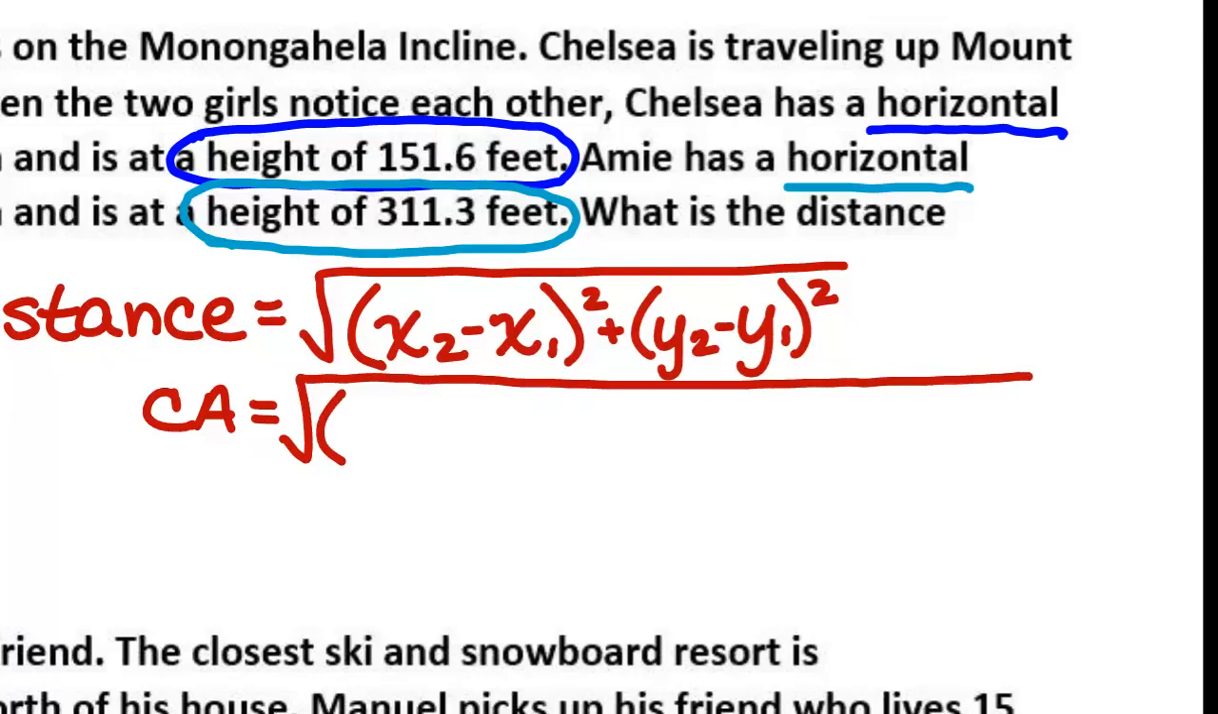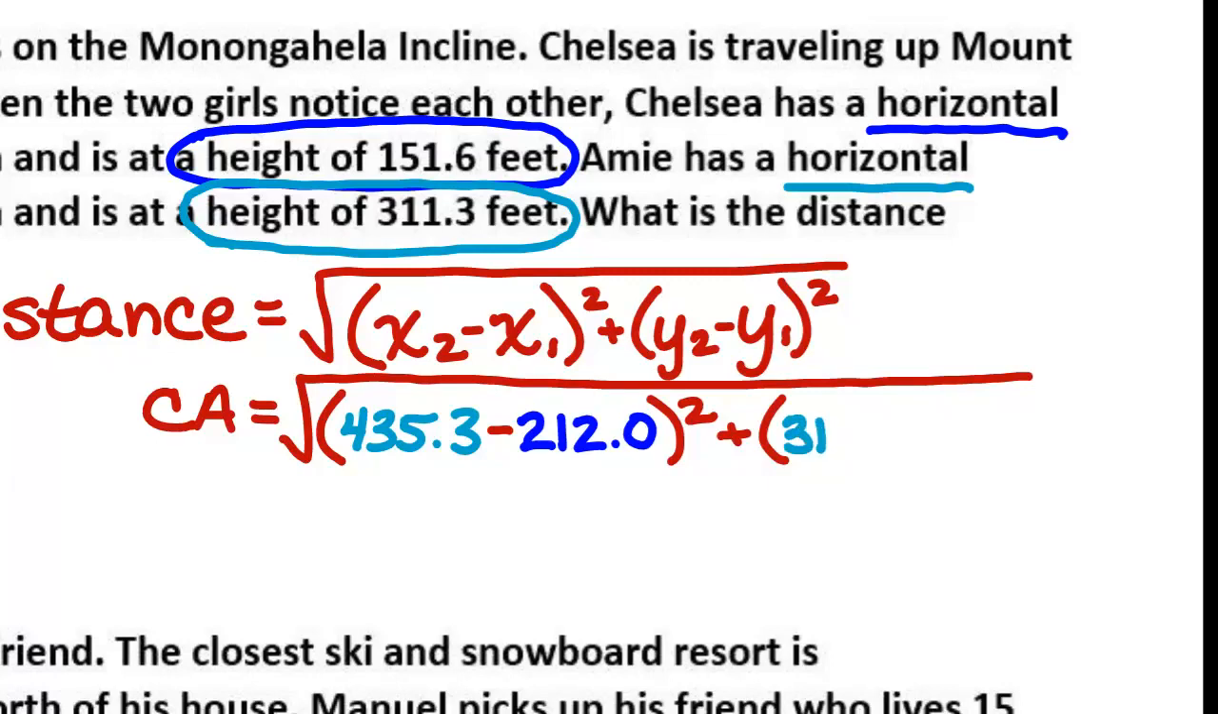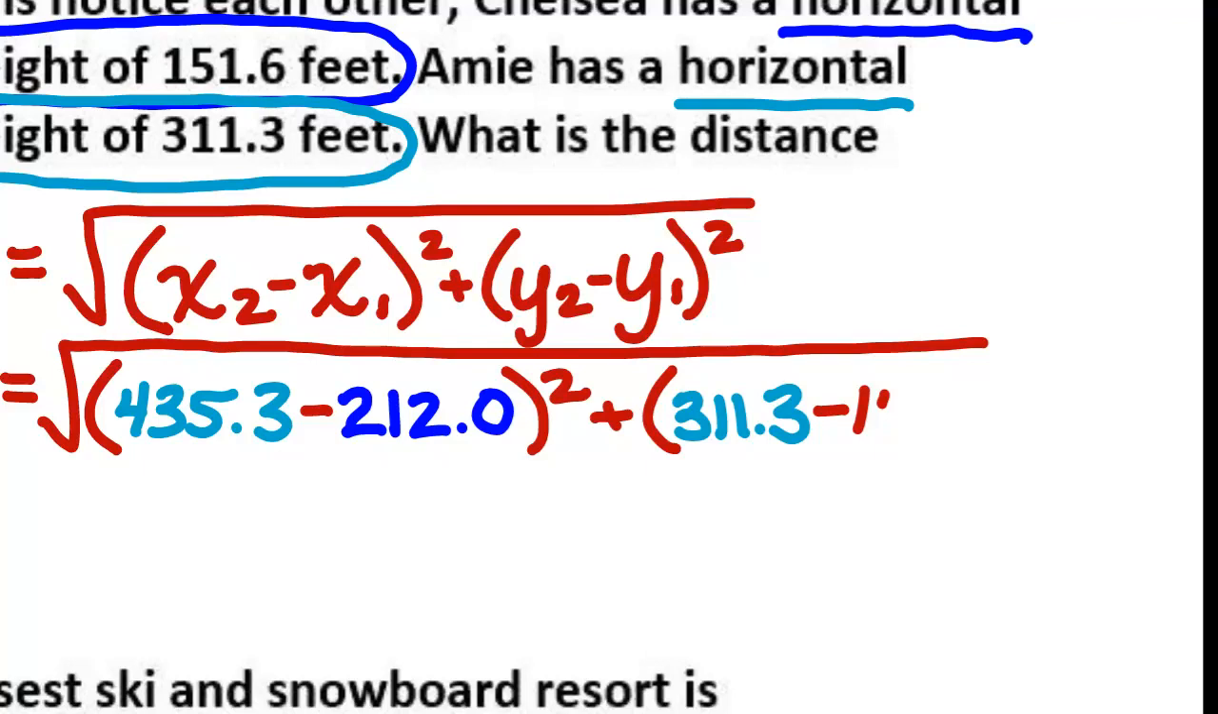because my x2 is 435.3 minus my x1, which is 212. And then I'm going to close the parentheses and square that. Plus y2, 311.3, minus y1, 151.6. Close my parentheses and square it.